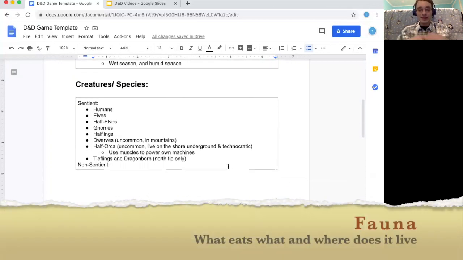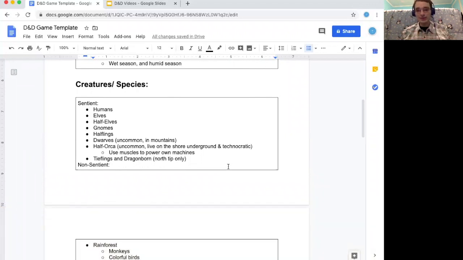Next, then once we have the ecosystem, we go into the creatures and species. So I start with the sentient ones. I made sure that I had an answer to all of the Player's Handbook species, because those are the basic species that people will be able to become.